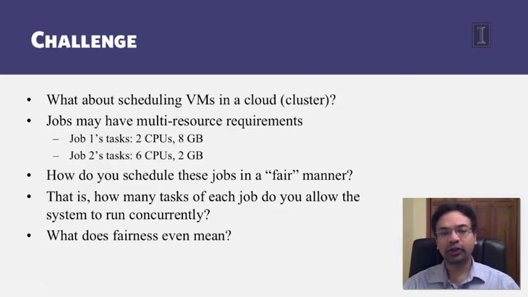How do you schedule these jobs in a manner that is fair across different jobs? In other words, how many tasks of each job, in our example, do we allow in the cluster to run concurrently so that you ensure fairness as far as resource allocation is concerned across different jobs? In fact, what does fairness even mean in this particular case?